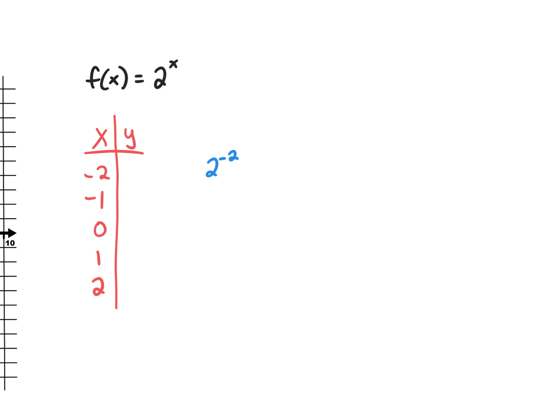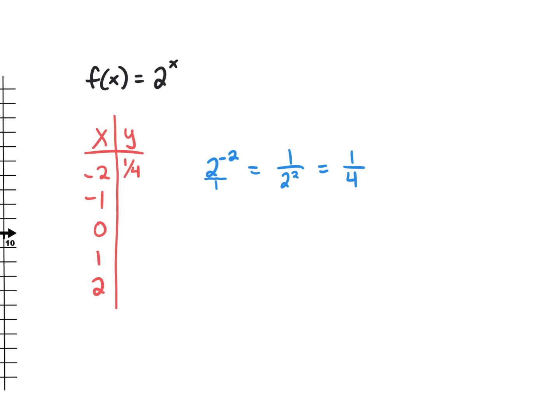Now think back to last chapter. Can I have negative exponents? No. What do we do with negative exponents? Get rid of them. How? Think of this as over 1. We have to flip it, because if we flip it, that makes the exponent positive. So this turns into 1 over 2 to the 2nd power. Let's simplify. What's 2 to the 2nd power? 4. So our y value for -2 is 1/4.